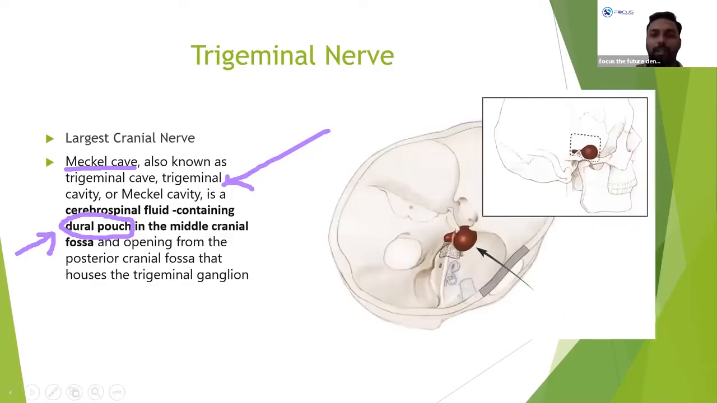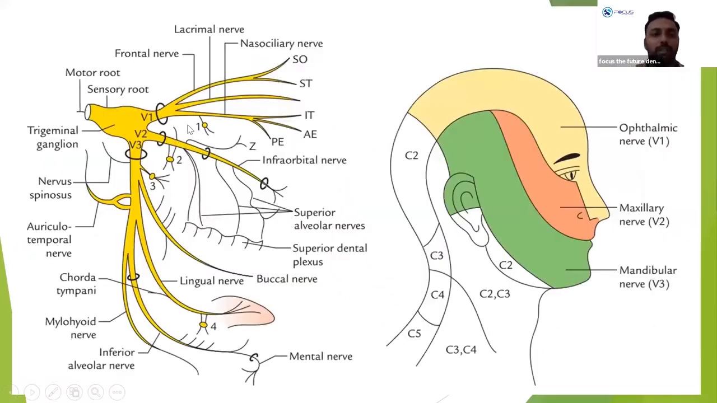So this is where it is located. It is slightly posterior to the cavernous sinus location, and that's where the trigeminal ganglion is situated. Okay, we'll talk about the ganglion later on. So the ganglion gives rise to three main branches, or three main divisions, we can say, not branches, divisions.